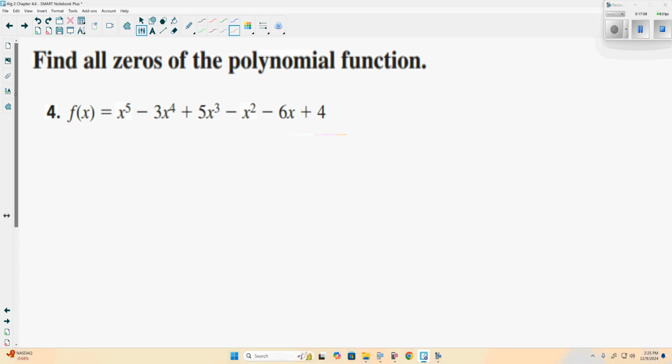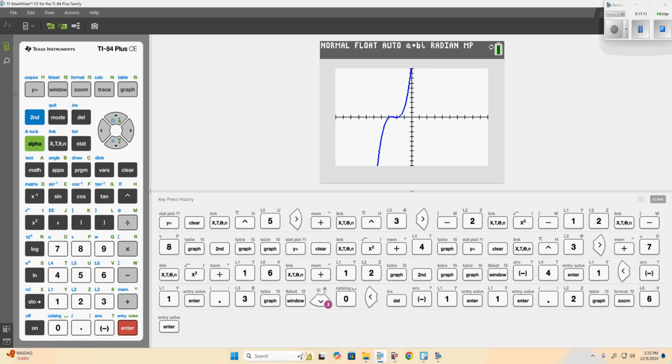Let's look at the next one. Y equals. I don't know why you're thinking.